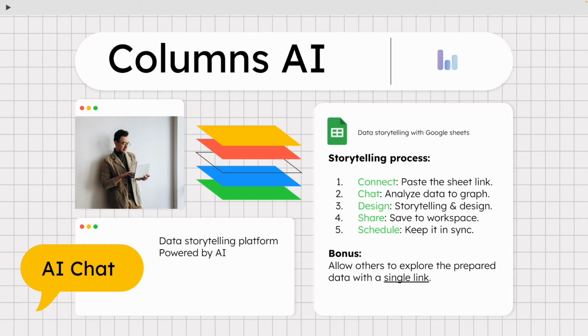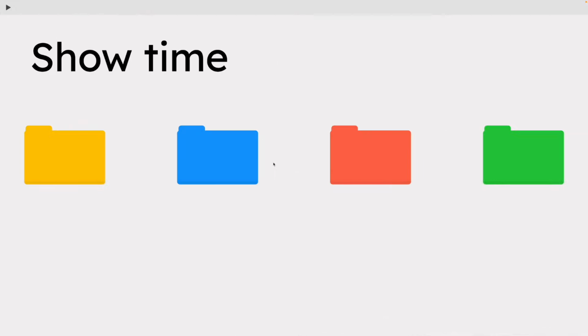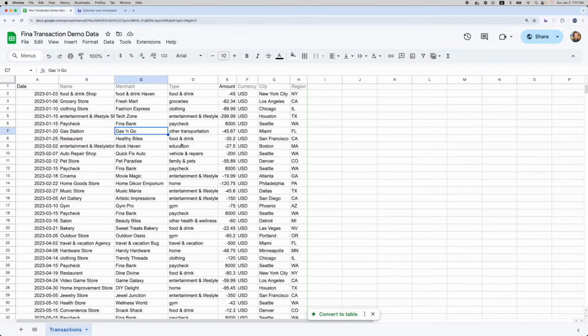In the next step, let's use a demo to show the whole process from step 1 to step 5 and see how easy it is working with Columns AI to achieve this. Now it's showtime. Let's look at a demo. Step 1, connect your spreadsheets. This is one spreadsheet example.